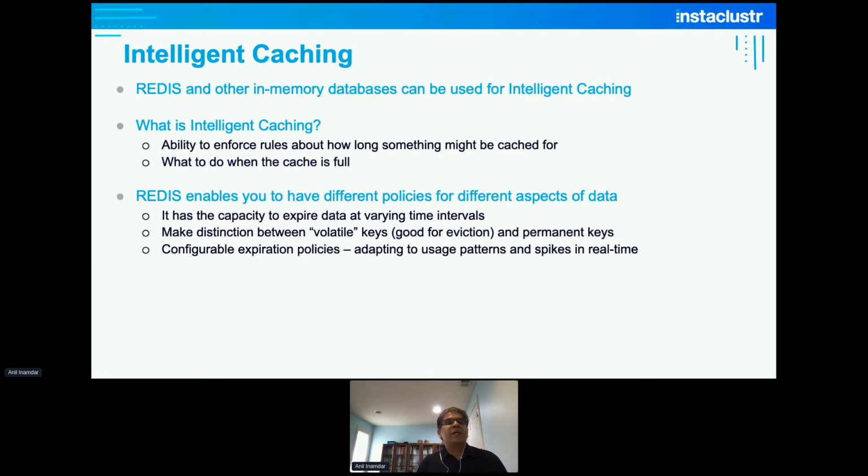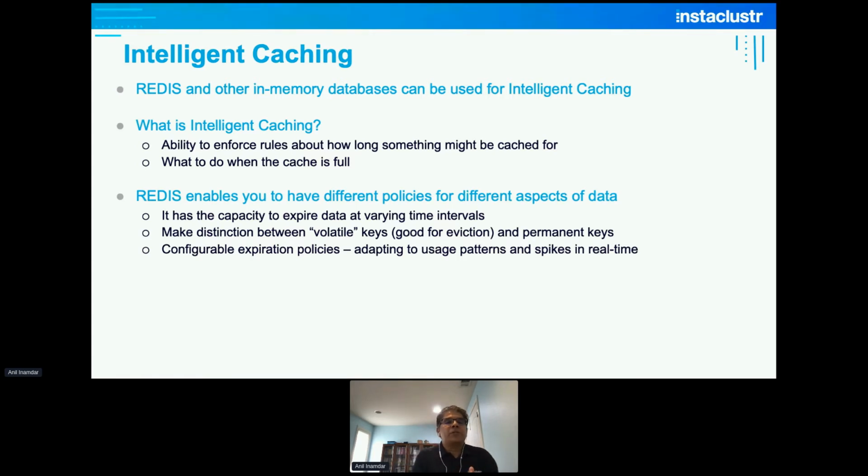Another use case is intelligent caching. So what is intelligent caching? Well, intelligent caching is the ability to enforce rules about how long something might be cached, and what to do when the cache is full. Meaning, in the example that I showed on the previous slide, you can cache all the data. But what if the data in the traditional database is more than the memory? What do you do? You'll have to accommodate pushing some data out and bringing newer data in. So that is intelligent caching.